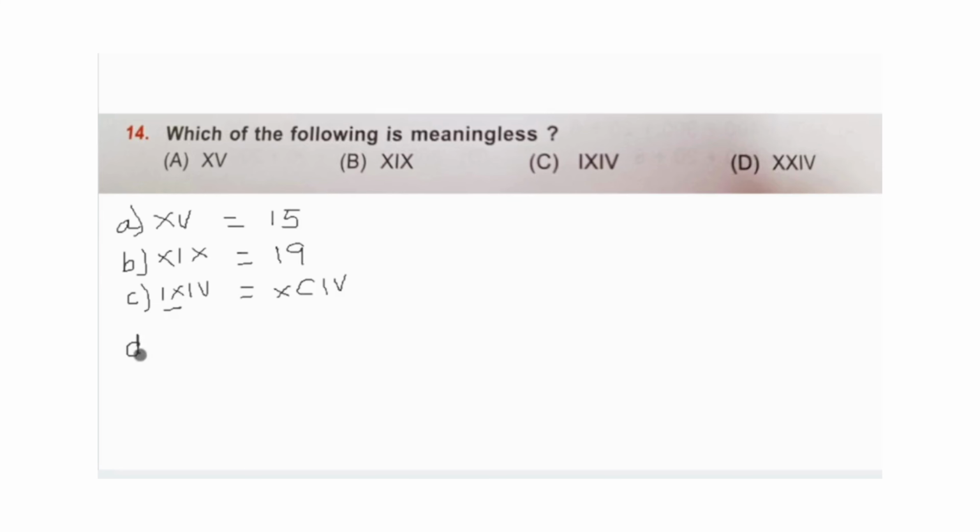Let's look at option D, which is XX and then you have IV, which is your 4. So 10 plus 10, 20, 20 plus 4 is 24. So you are able to derive numerical values of all four options that are given, except for option C, which is not the correct Roman numeral representation of the number 94. So our correct answer is option C, which is meaningless.